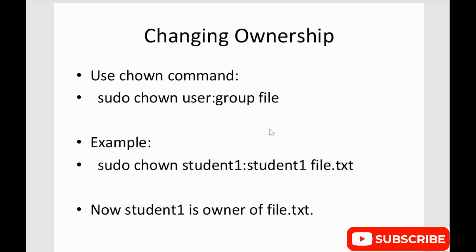If you want to change the owner of any file, you simply have to write it in this way: user and the group, then the file. So this is the user, student one is the group, and the file name is file1.txt.